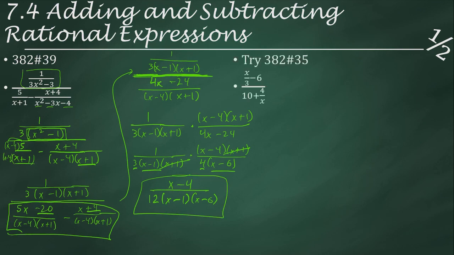Why don't you pause this while you try number 35. The answer should be x times (x minus 18) over 6 times (5x plus 2).